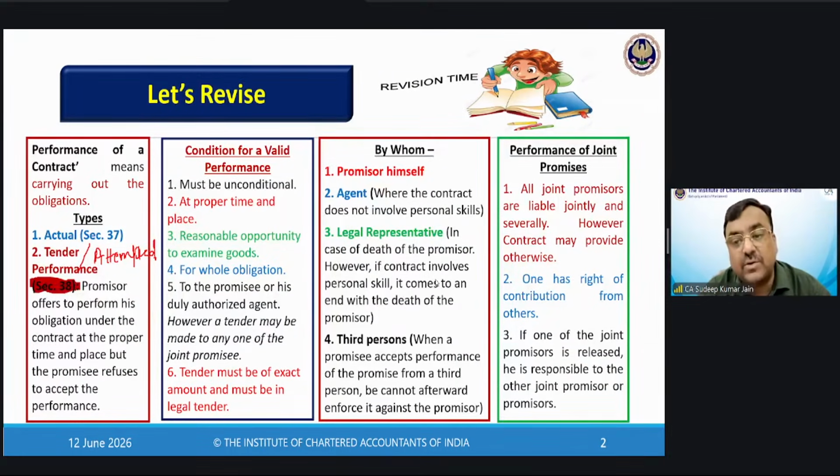In case of foreign currency, it means the currency in which the contract is entered should be the currency in which it is performed, and it must be legal tender. Legal tender means the current currency. By whom will the performance be made, who will give the performance? First, the promiser himself. Where personal skills are required, the performance should be done by the promiser himself.